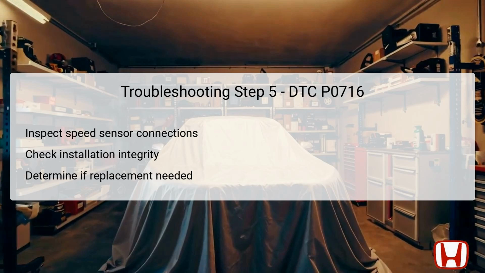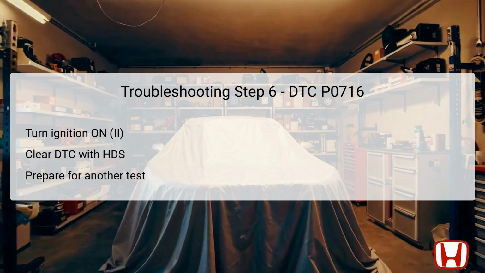Next, verify the installation integrity. Poor installation could stem from improper alignment during previous repairs. If there are issues found in this area, the connectors should be reattached securely. If the connections and installations check out, the next course of action would be to replace the respective faulty speed sensor. Following this, technicians should proceed to Step 8.